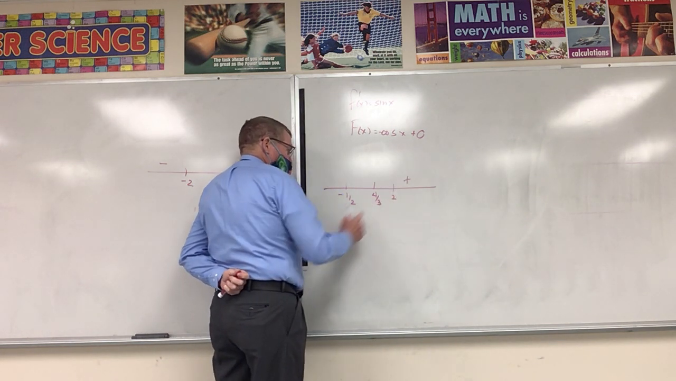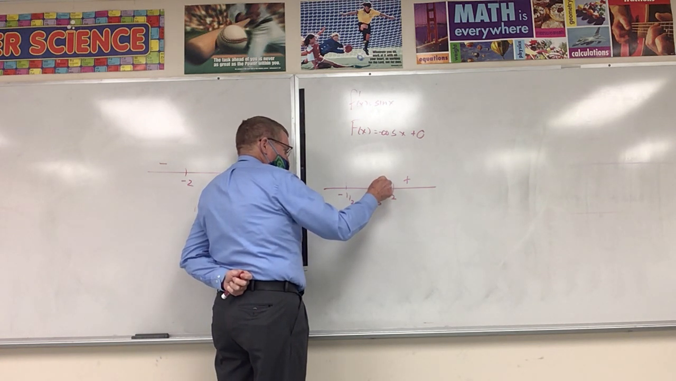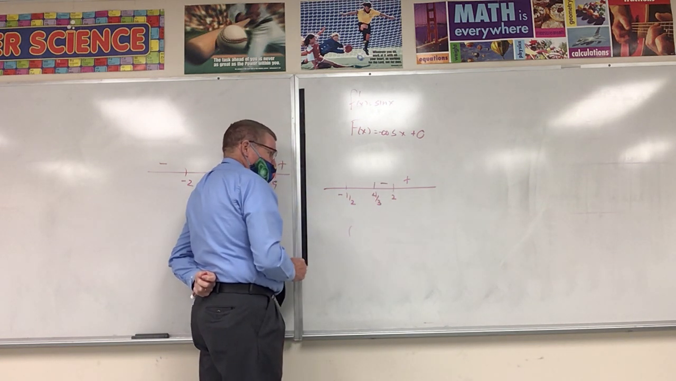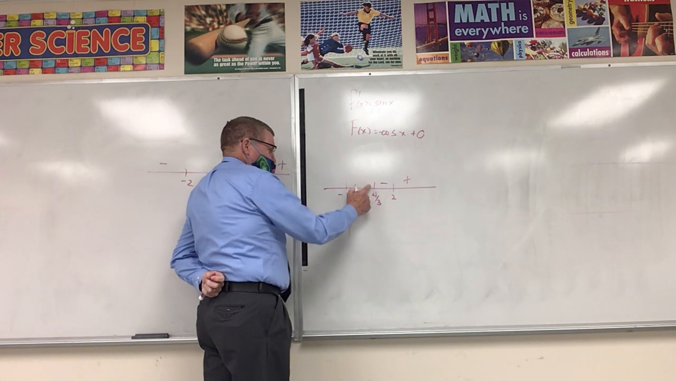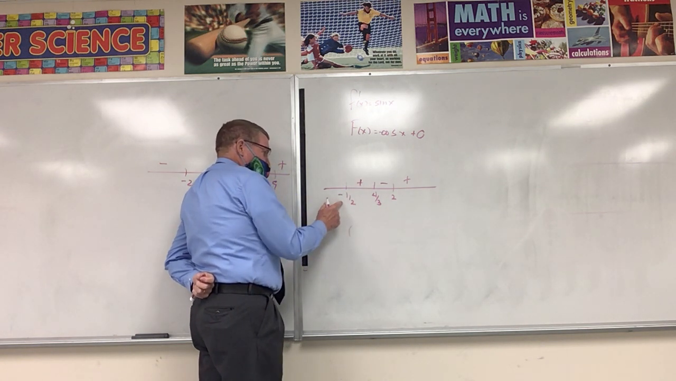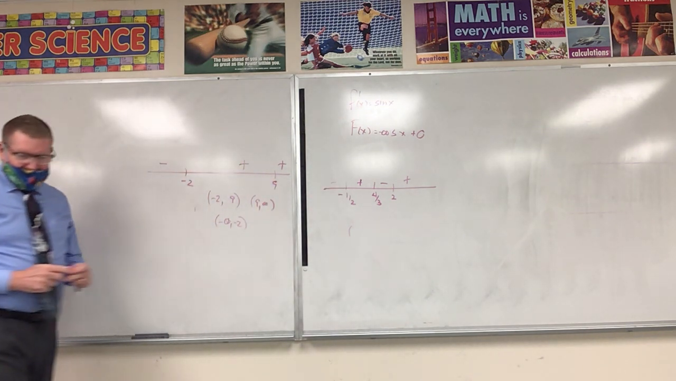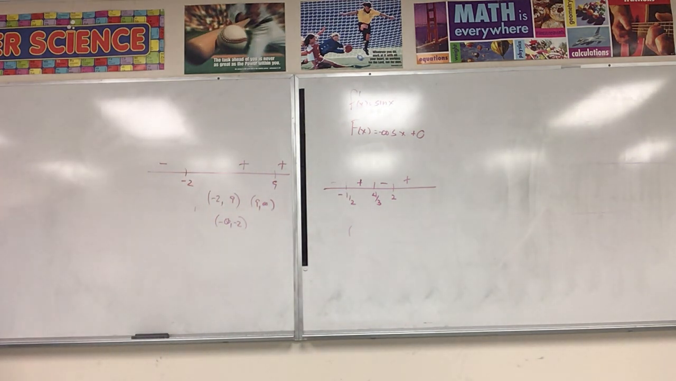Positive. Crossing or touching at 2? Crossing. So therefore I'm going to have positive, negative with the crosses. All right, 4/3, crossing or touching? Crossing. At -1/2, crossing or touching? Crossing.